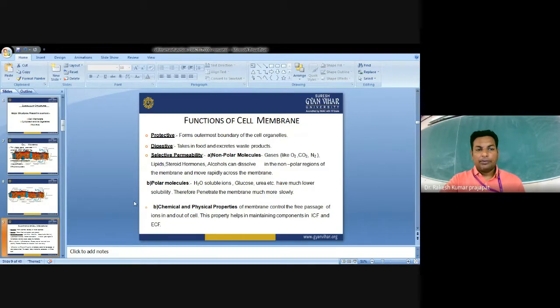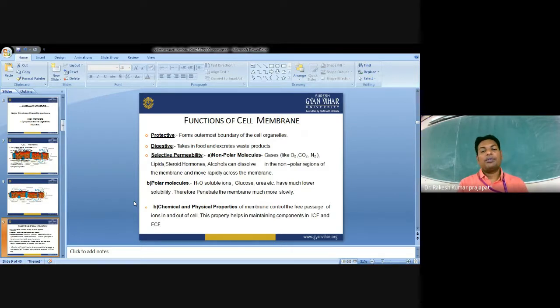Function of cell membrane. Now we'll see the function of the cell membrane. It is a protective layer, with selective permeability for polar and non-polar molecules, and has chemical and physical properties. The first function is protective. It acts as a protective layer, forming the outermost boundary of the cell, so it protects it from the external environment.